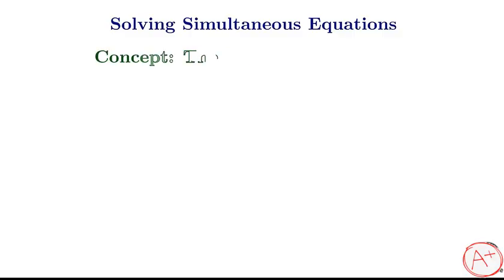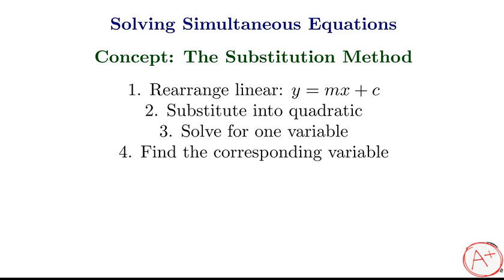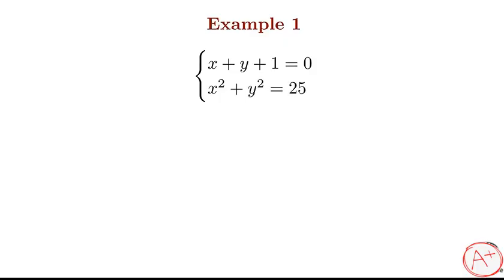First, rearrange the linear equation to isolate one variable. Then substitute this into the quadratic equation to obtain a single quadratic in one variable. Finally, solve for that variable and substitute back to find the second variable. Let's look at example 1. The intersection of a line and a circle.